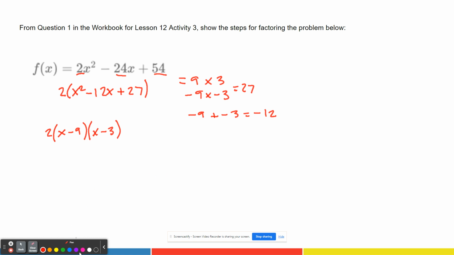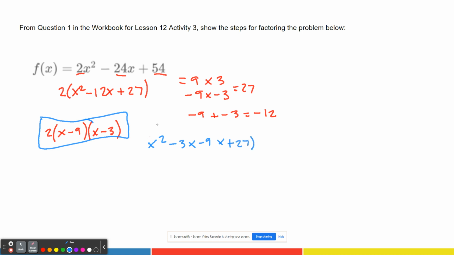So if we wanted to check it, let's make sure I actually go to blue now. There we go. To check our answers here, I'm going to take this product and actually multiply it out. I like to call that foiling, or you can think of it as distributing. So if I have x times x, that's going to give me x squared. And then x times negative 3 is negative 3x. Negative 9 times x is negative 9x. And negative 9 times negative 3 is positive 27.